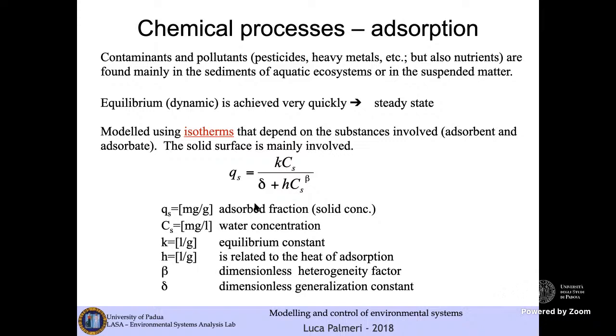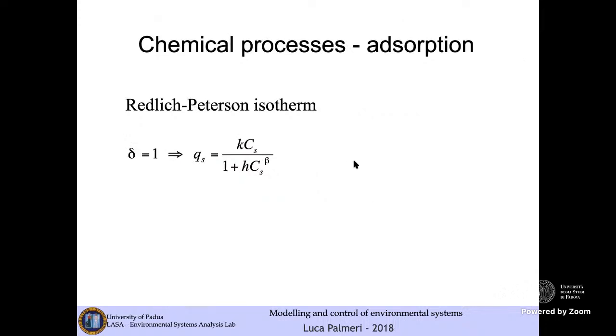So this is maybe called a heterogeneity factor. So these equations, this model may be depicted, and we have essentially three flavors for these models. First one is the Redlich-Peterson isotherm, that is obtained when we set the generalization coefficient delta equal to 1. So this is the equation describing the model.